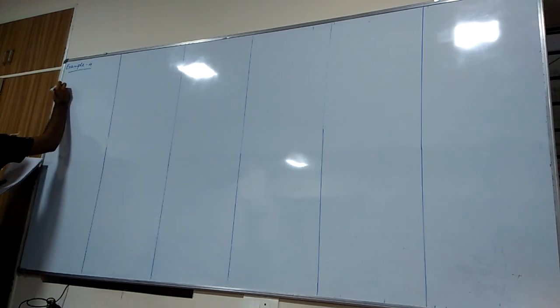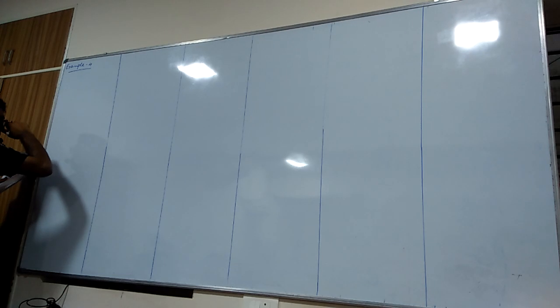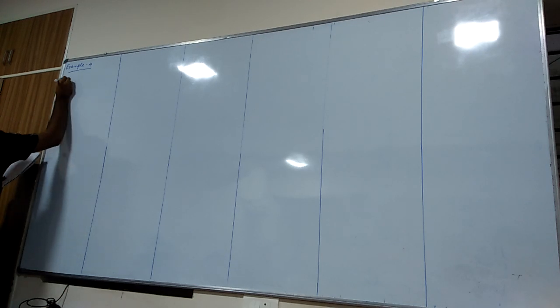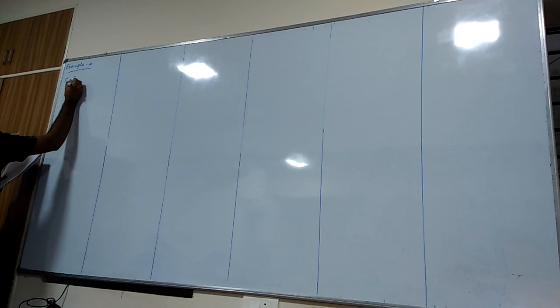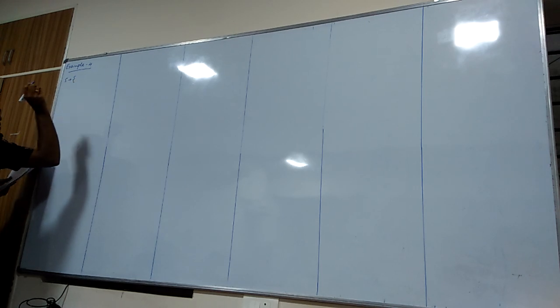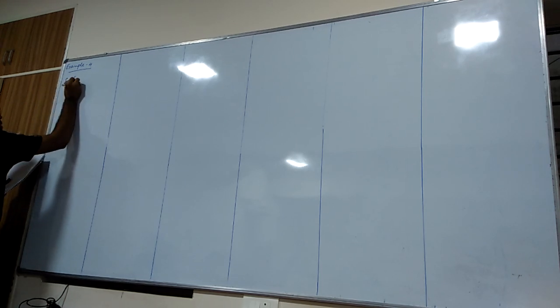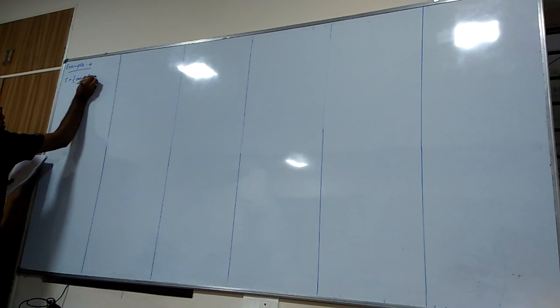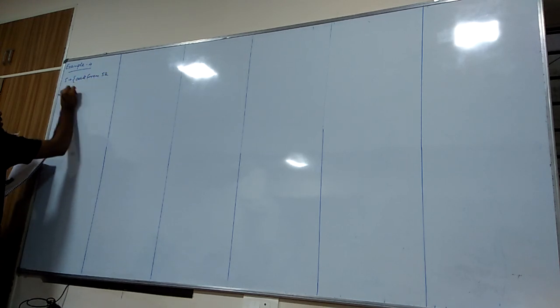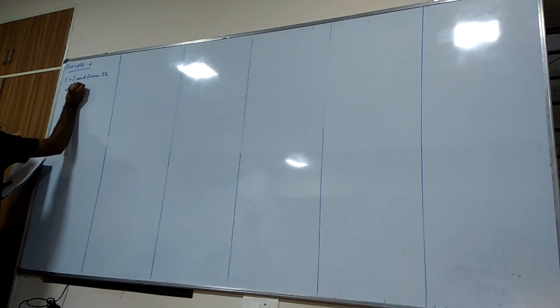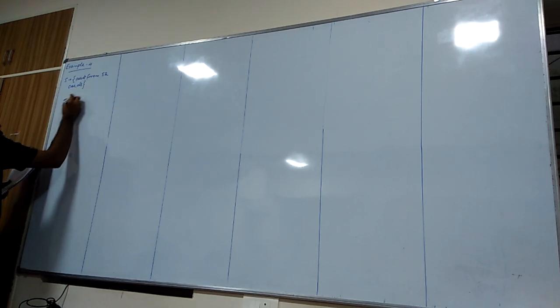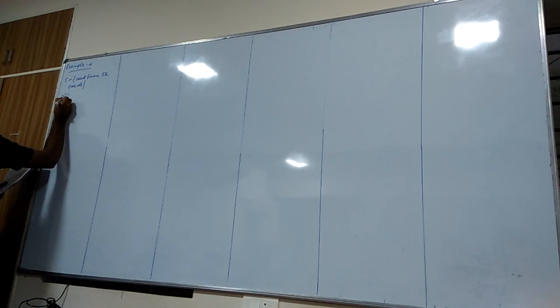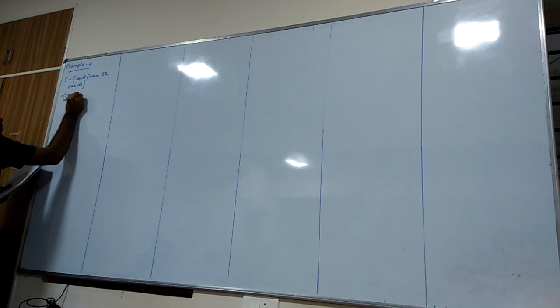I'll start with the question actually. Let me take the sample space. Sample space is nothing but picking cards from a deck of 52 cards. So totally n of S will be 52. Yes?